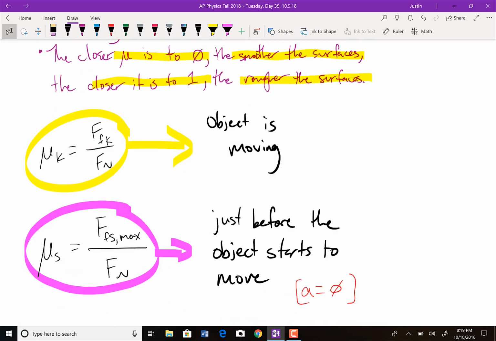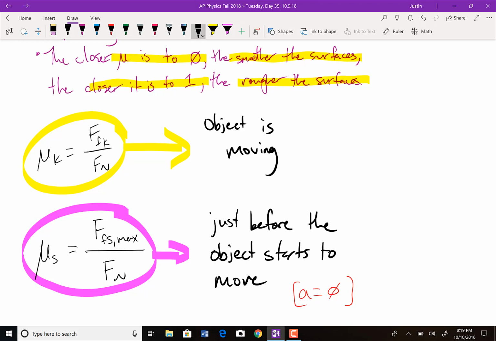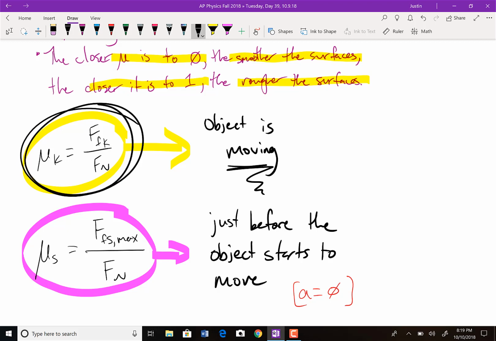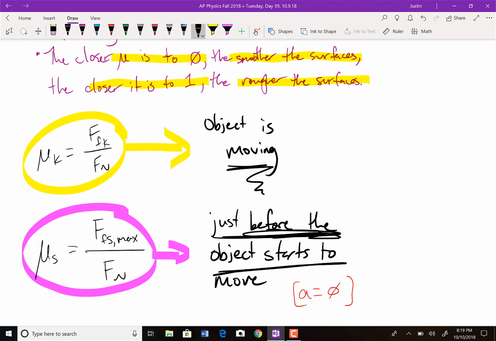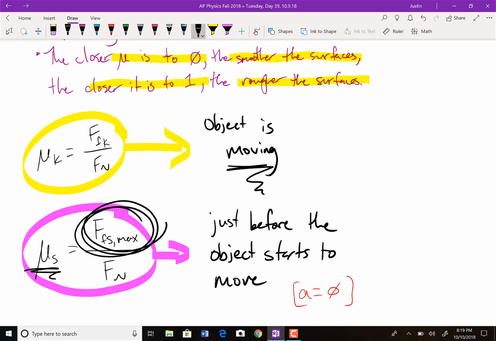Some other things to consider: we use the force of kinetic friction divided by the normal force for an object that is moving. However, sometimes, especially when we start doing ramp problems, we use the coefficient of static friction as opposed to the coefficient of kinetic friction, for objects that are just about to move. Just before the object is about to move, we use Fs max, the maximum static friction, divided by the normal force, which equals the coefficient of static friction.